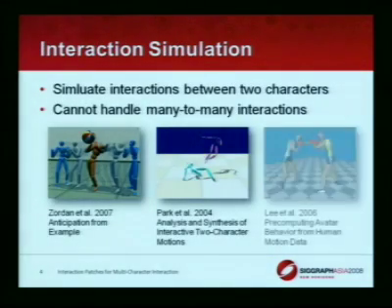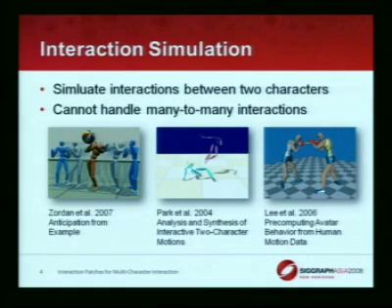Another potential approach to solve this problem is to use interaction simulation, which simulates the interaction between two characters. The problem is that it cannot handle many-to-many interactions. For example, Jordan presented a paper in 2007 to simulate a person when he is being pushed or kicked. And Park et al. presented a paper in 2004 to use a Hidden Markov model to generate two persons playing taekwondo. In 2006, Lee presented a paper to generate two avatars playing boxing by using reinforcement learning.